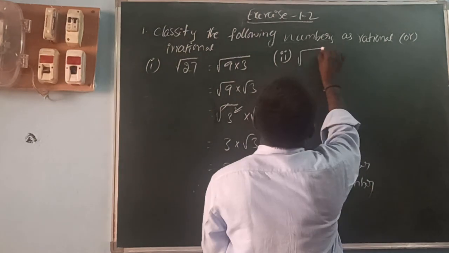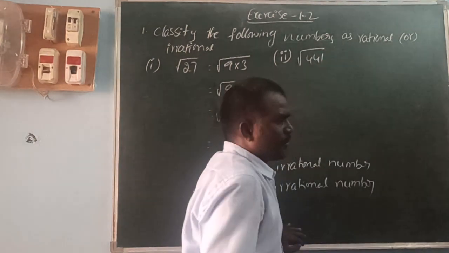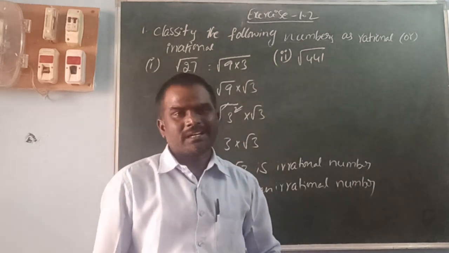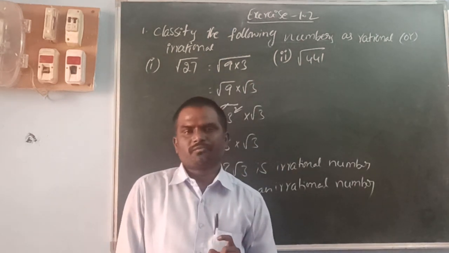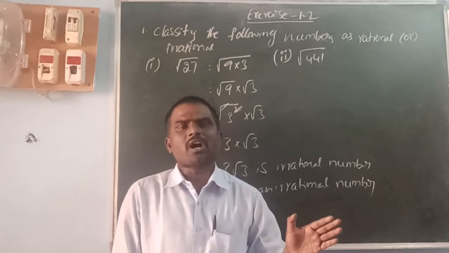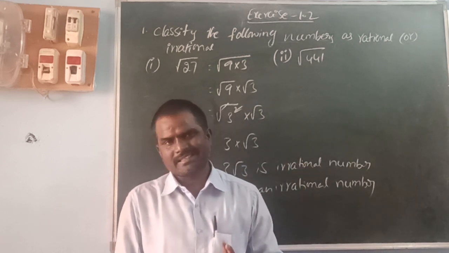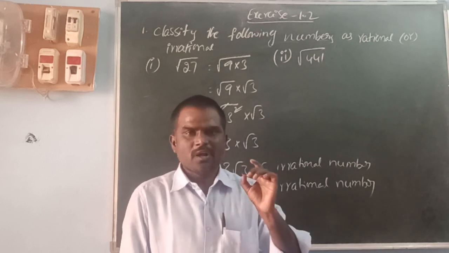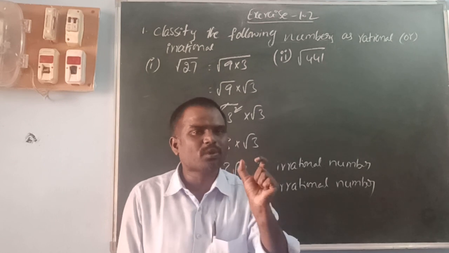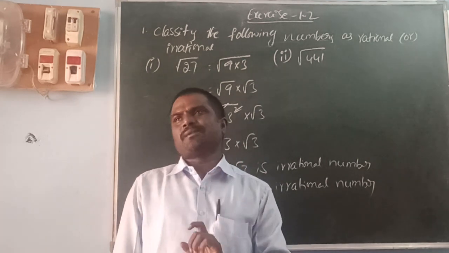Square root 441. Okay, here we know that the square root of perfect squares is always rational. The square root of non-perfect squares is always an irrational number. Perfect square means what? A number that can be written as the product of two equal numbers. Okay, for example here 4.